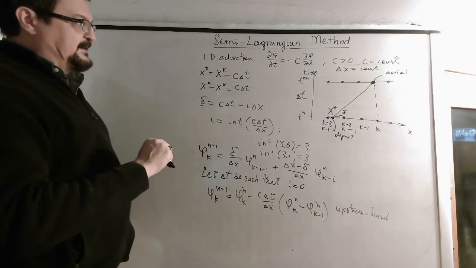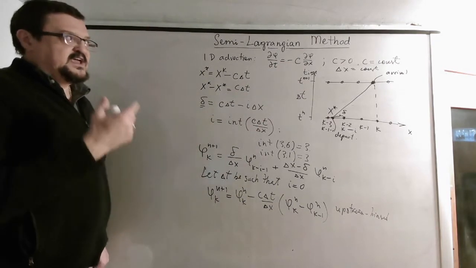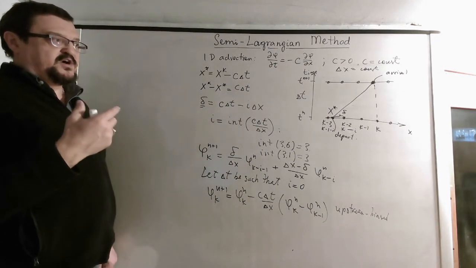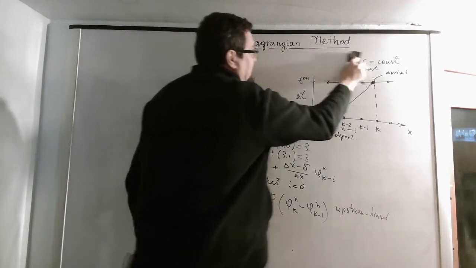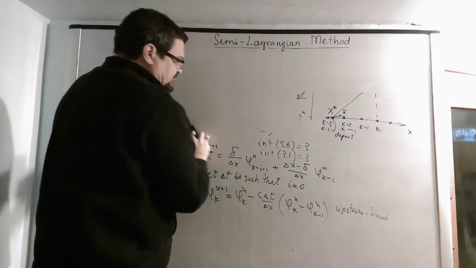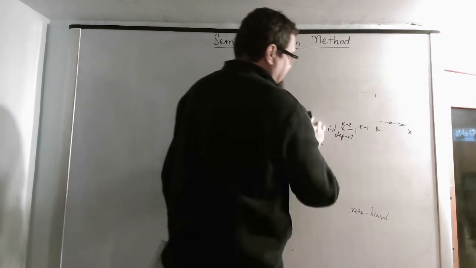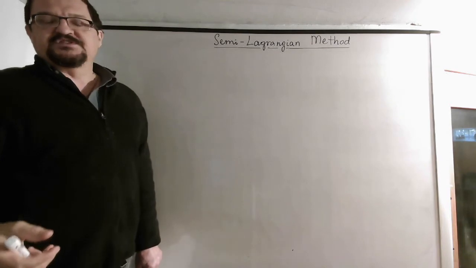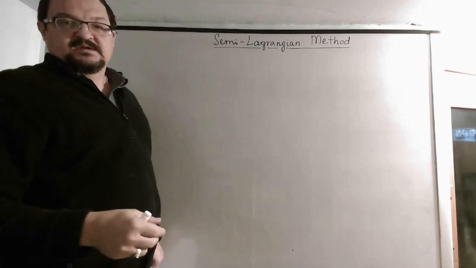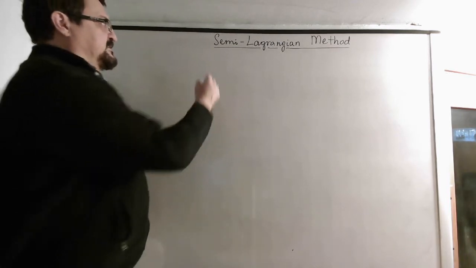So what about the case when c is not constant, so it's an actual velocity? How do you find your departure point? All the differences among different semi-Lagrangian methods are basically how you find this departure point and what kind of interpolation you use. Obviously, the first order interpolation that we used here is not very accurate, so you need higher order interpolation.